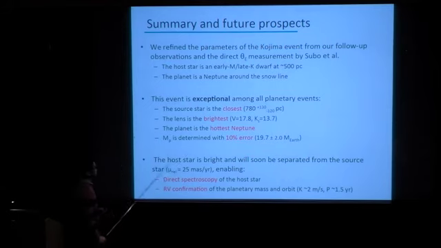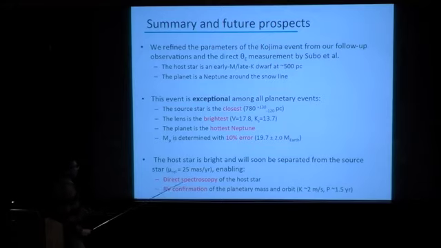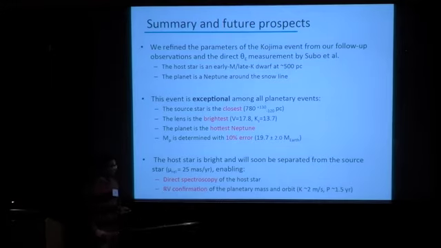And because the host star is very bright and will soon be separated from the source star, probably in 1 year, we could get direct spectroscopy of the host star and could conduct RV confirmation of the planetary mass and orbit in the future. Thank you.